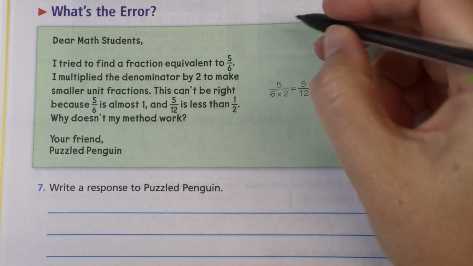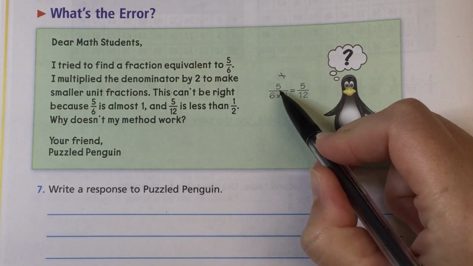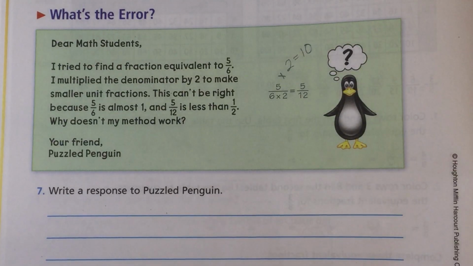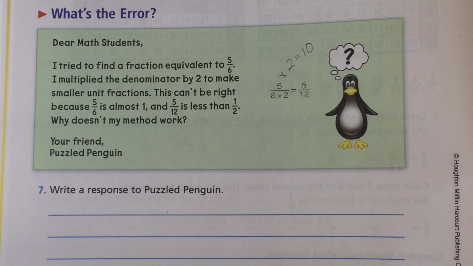So when you write your response to Puzzled Penguin, 5 times 2 equals 10. There's a little hint for you there. Make sure that you are detailed.